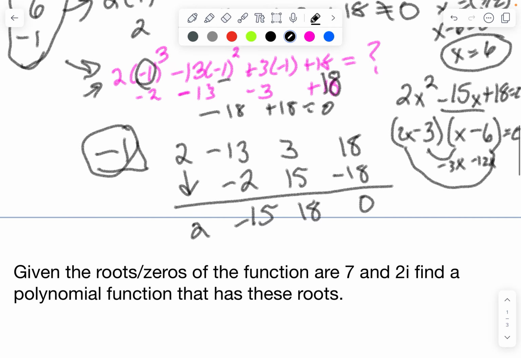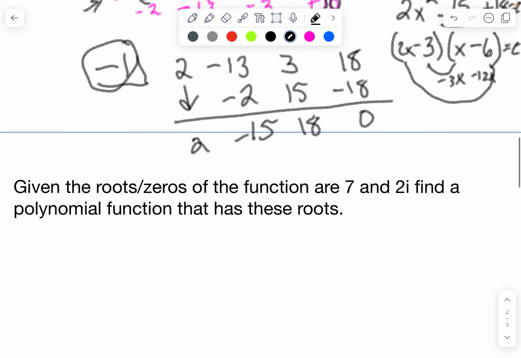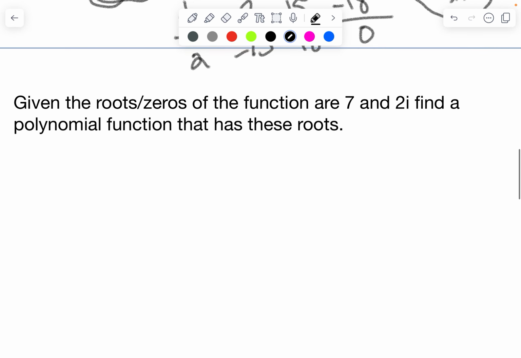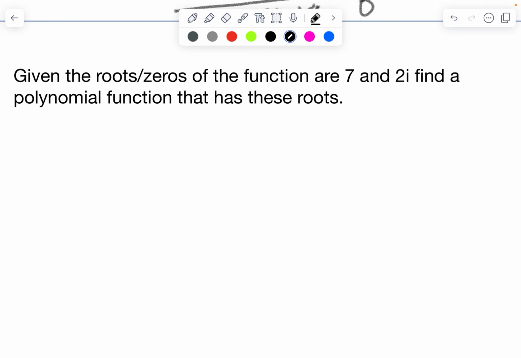Okay. So that's finding the zeros. But what happens if you go the other way? Given the two roots of the function are 7 and 2i, find a polynomial function that has these roots. So in other words, I've given you the roots. One of my roots is 7, one of my roots is 2i.